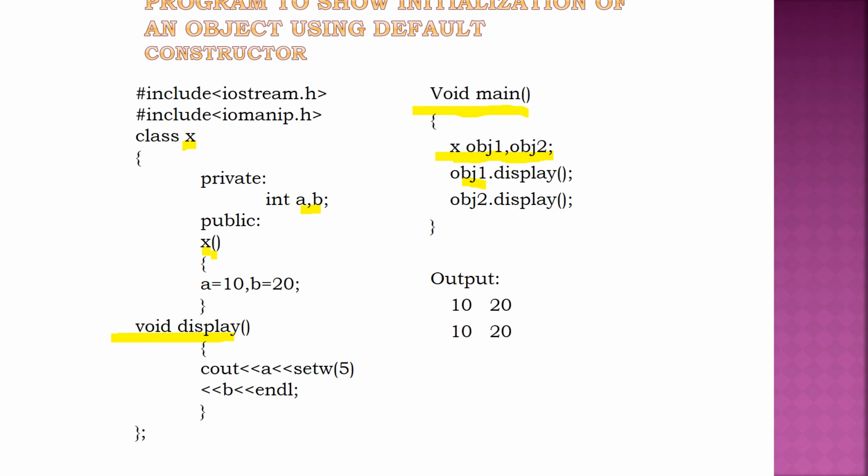I have accessed my display function two times, that is object1 dot display and object2 dot display. Once I access it two times, my output is printed two times: a value is 10 and b value is 20. Once you observe the output of this program, it has been displayed 10 and 20 two times. And in this program, I have never called any function named x. Once an object is created, the x constructor is executed.